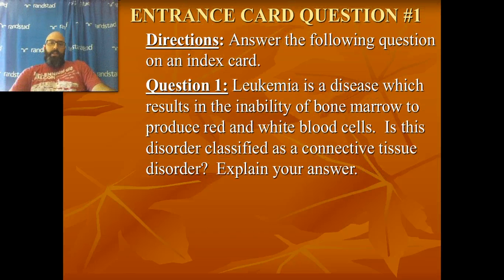So what that leads us to is your first entrance card question. So I'll go ahead and read it to you. You can pause and kind of look it up, but you're going to answer it on the index card. Question number 1. Leukemia is a disease which results in the inability of bone marrow to produce red and white blood cells effectively. Is this disorder going to be classified as a connective tissue disorder? Whether or not you select yes or no, please make sure you explain your answer.